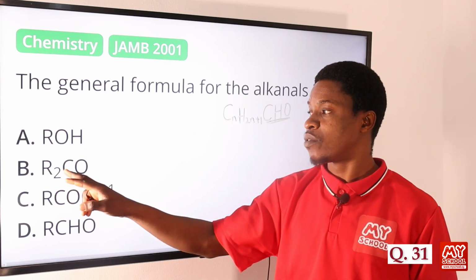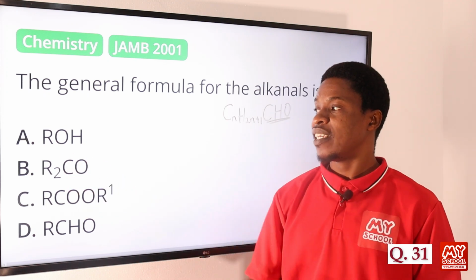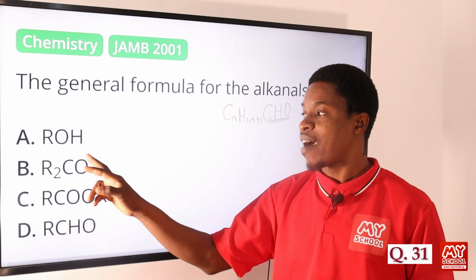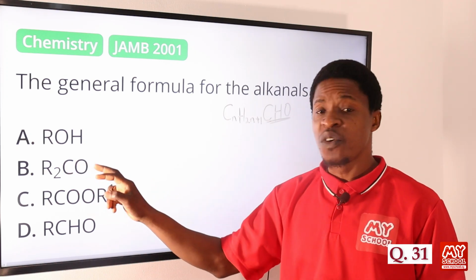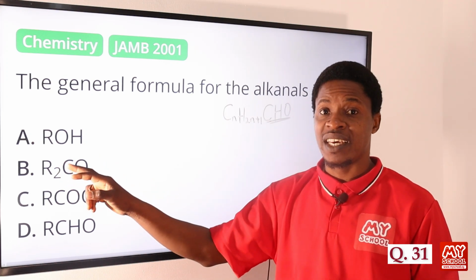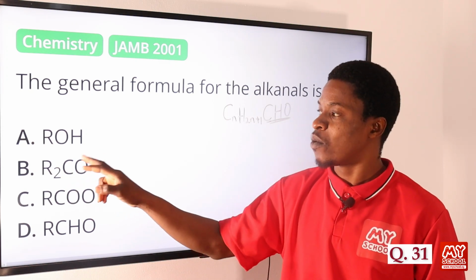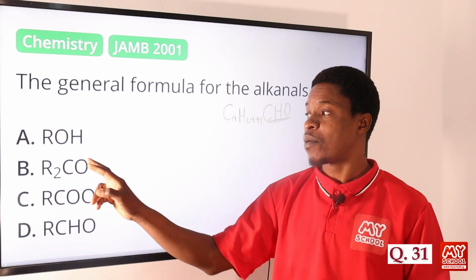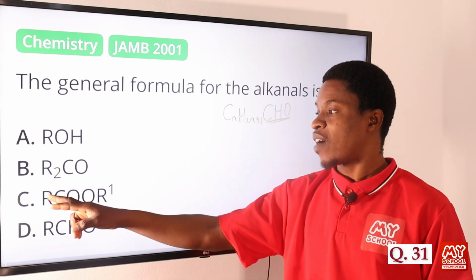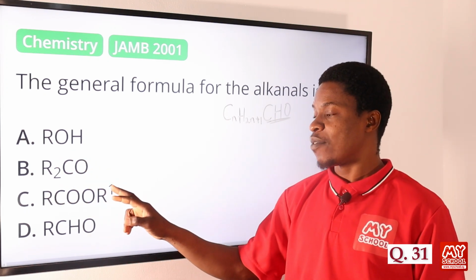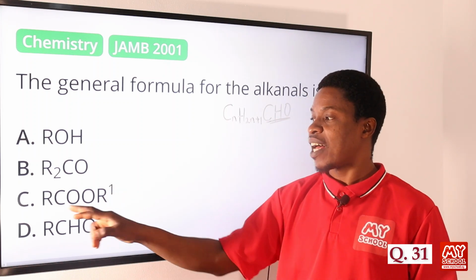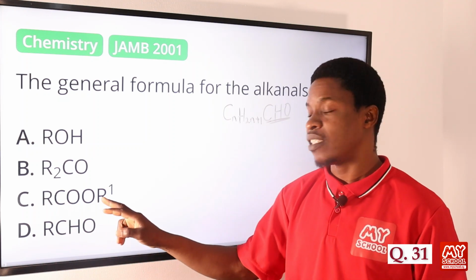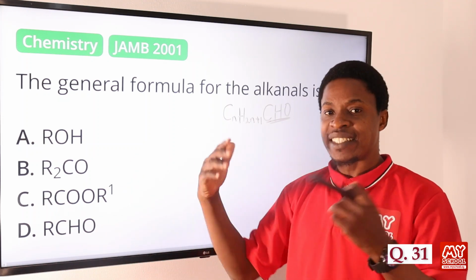Now we have R2CO. This CO here is ketone. Ketone actually has this functional group CO, and it can be RCOR, as you want to have it. So that is the functional group for ketone, so this is not it. We have RCOOR prime, meaning that these are alkyl groups. This could be CH3 and CH2CH3, or CH3, as the case may be.